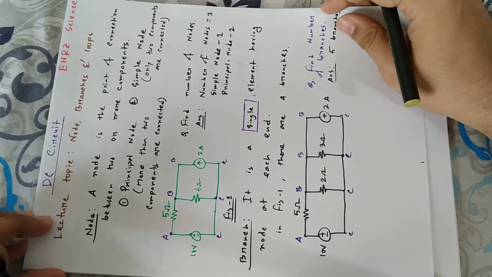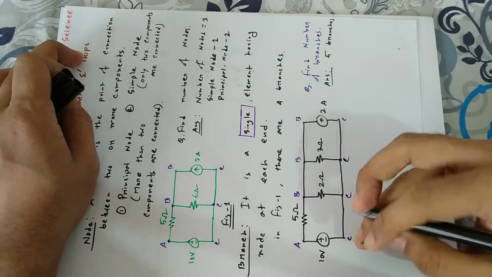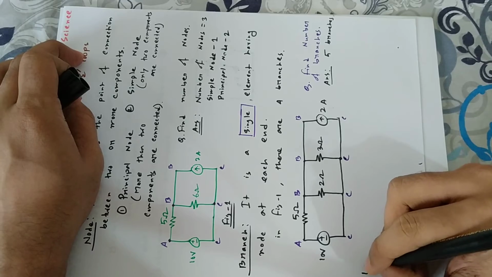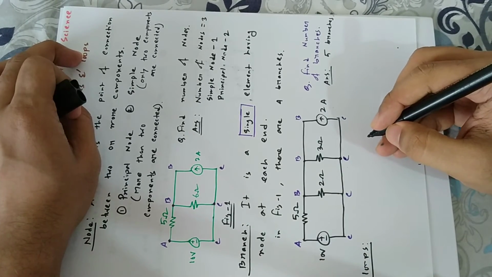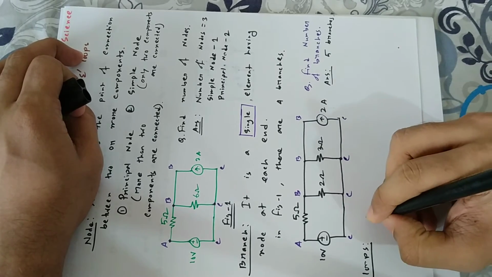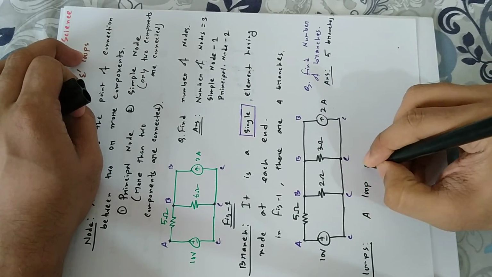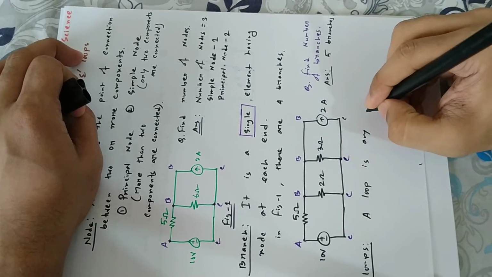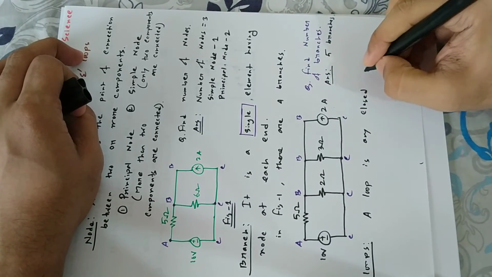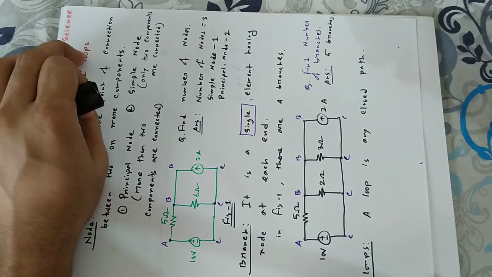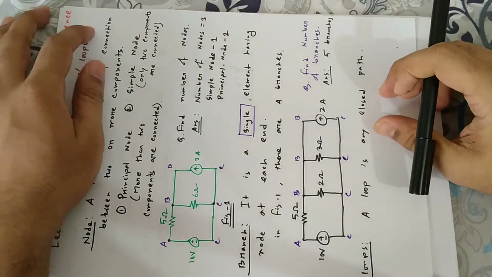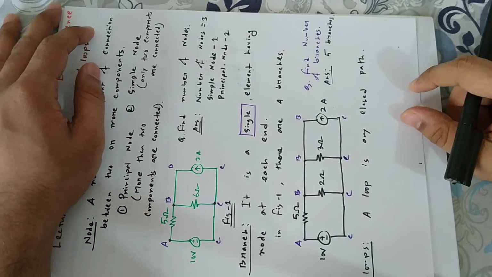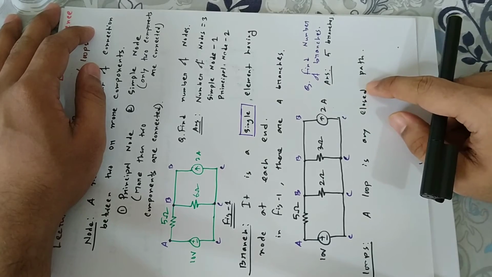Now let us study about loops. What is a loop, or the definition of a loop? A loop is any closed path. A loop is basically any closed path in a circuit. So I think you can understand about a closed path.